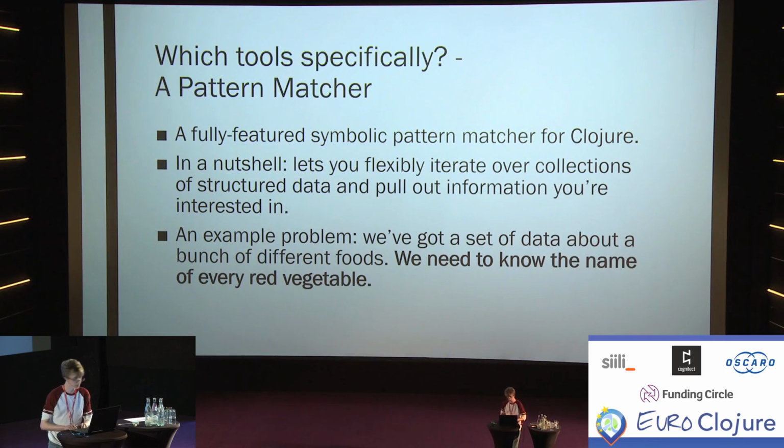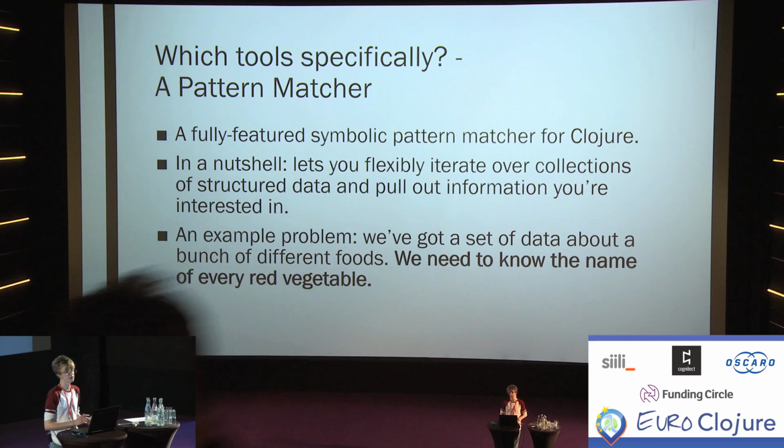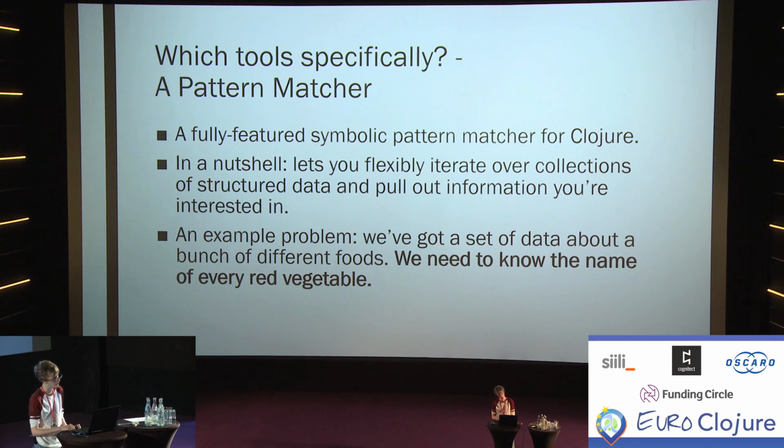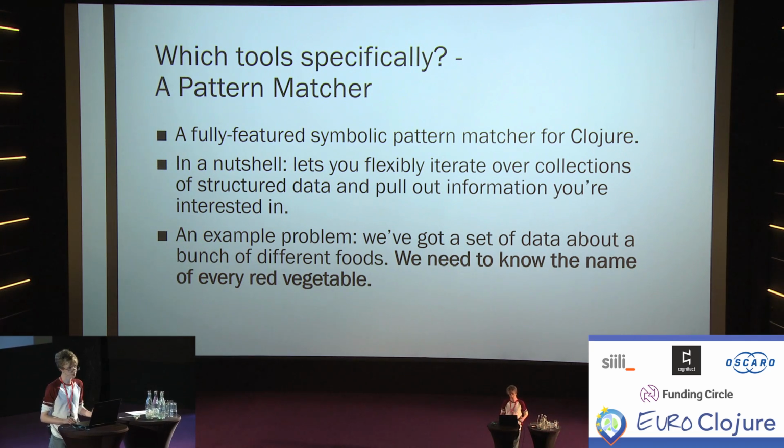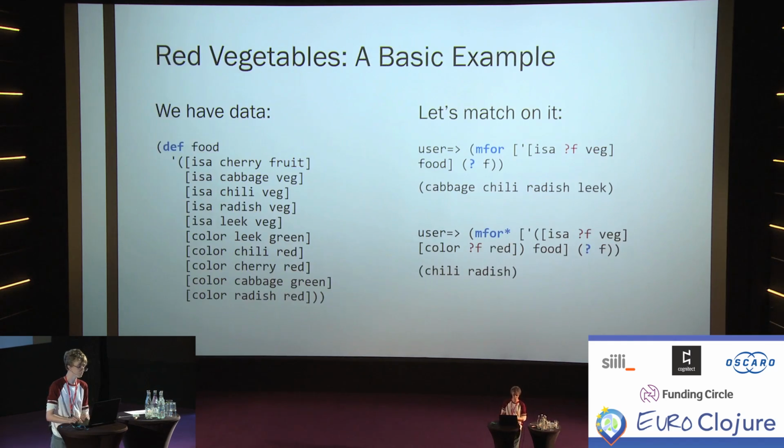So which tool specifically? Well, first of all, we're going to be talking about a pattern matcher, a fully featured symbolic pattern matcher for Clojure, which was ported over from Common Lisp, would you believe it? This being a symbolic AI talk. In a nutshell, you can flexibly iterate over collections of structured data and just pull out the information that you're interested in. So for example, if we've got a set of data about a whole bunch of different foods, we need to know the name of every red vegetable. The symbolic pattern matcher can help us out there.